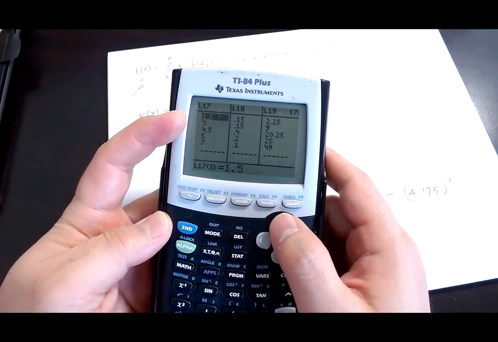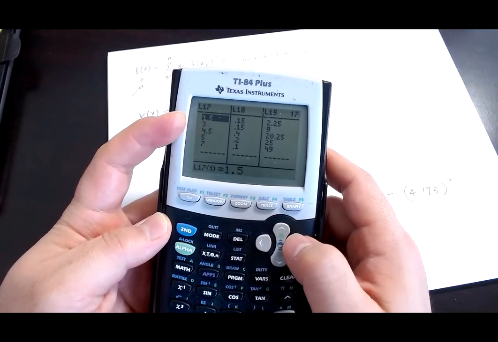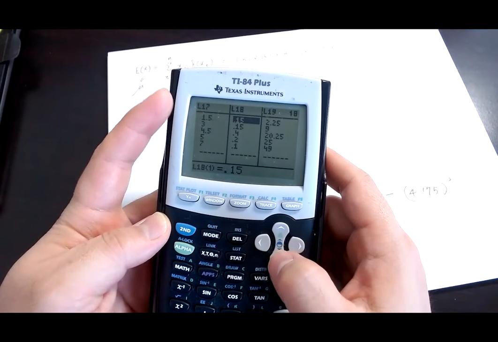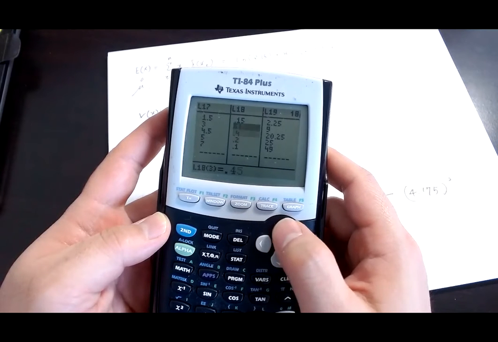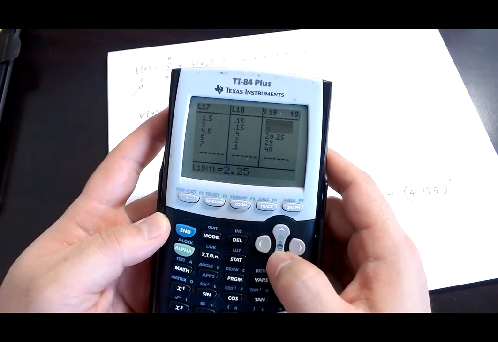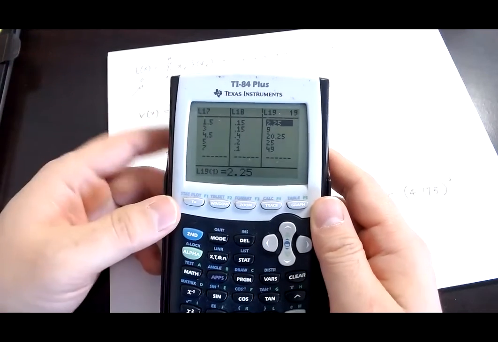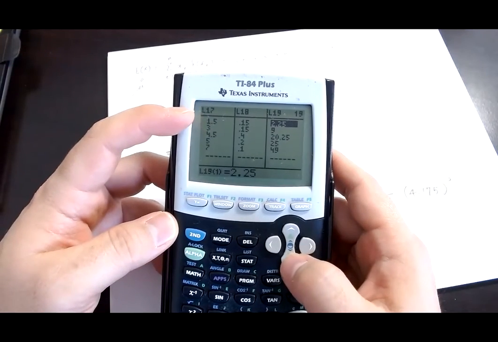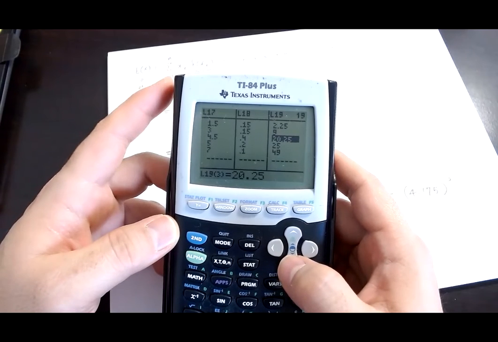These are the values of the random variable in the first column, right? In a probability distribution problem, right? In L18, I just enter the probability, which is the second column in a probability distribution. And now in L19, I enter the square of the random variable. You see that 1.5 squared is 2.25, and then 3 squared is 9, 4.5 squared is 20.25.